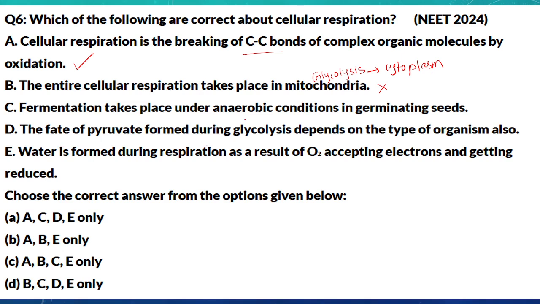Fermentation takes place under anaerobic conditions in germinating seeds. This is the correct one. The fate of pyruvate formed during glycolysis depends on the type of organism also. This is also the correct one. Water is formed during respiration as a result of oxygen accepting electrons and getting reduced. So water is formed by oxygen accepting electrons and protons.